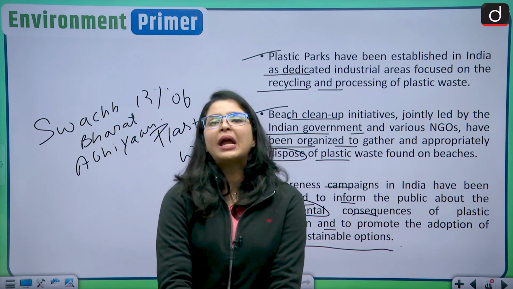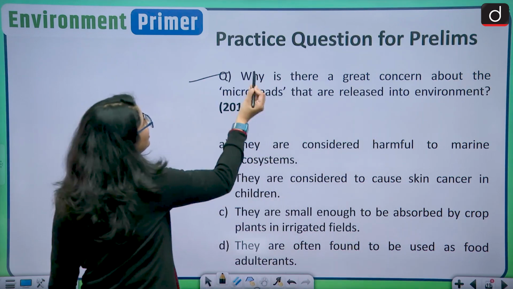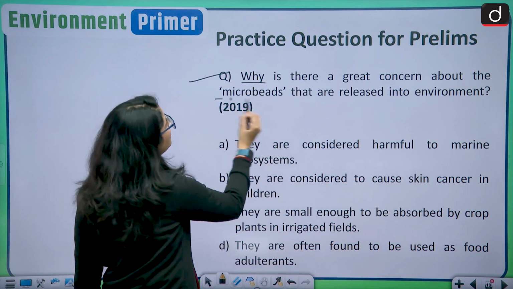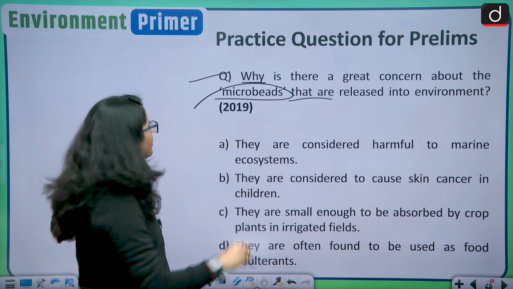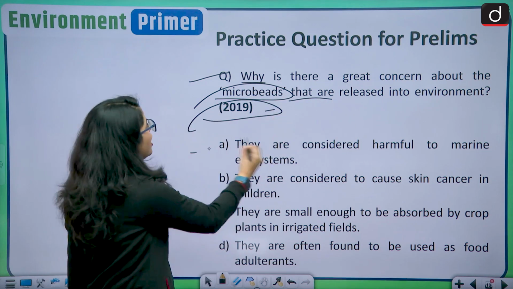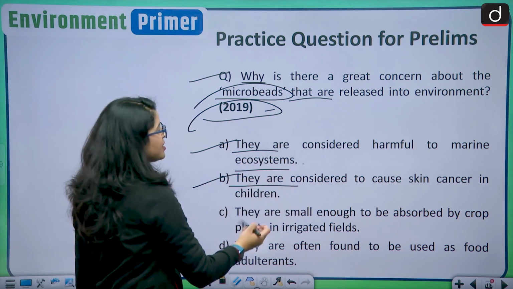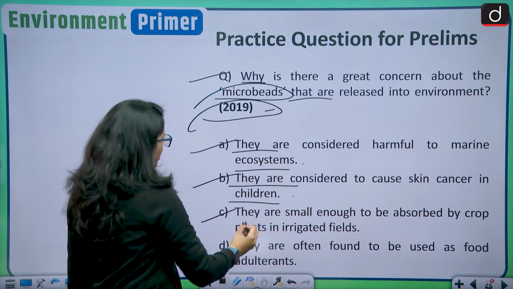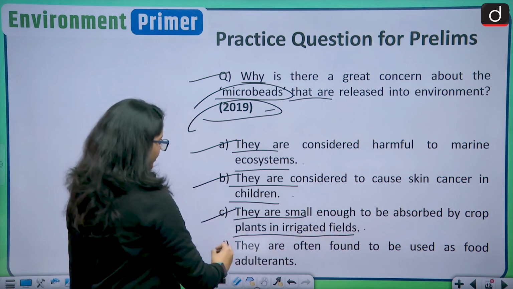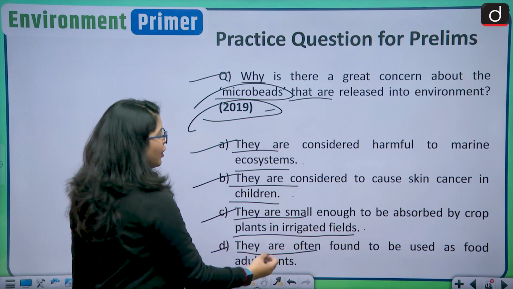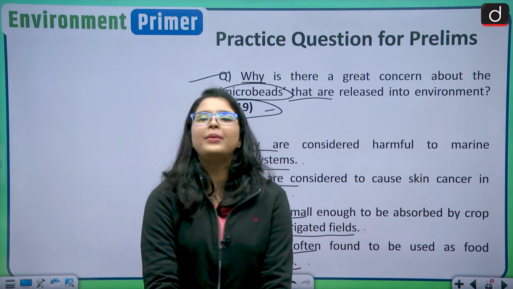Now let us discuss a practice question for your prelims examination. The question is, why is there a great concern about the microbeads that are released into the environment? This is a PYQ that was asked in the year 2019. Option A, they are considered harmful to the marine ecosystems. Option B, they are considered to cause skin cancer in children. Option C, they are small enough to be absorbed by crop plants in irrigated fields. And option D, they are often found to be used as food adulterants. Kindly drop your answers in the comment box below.